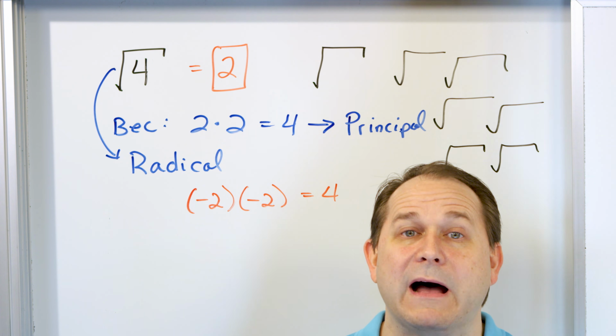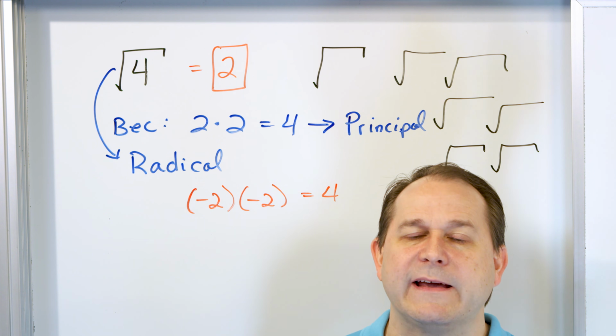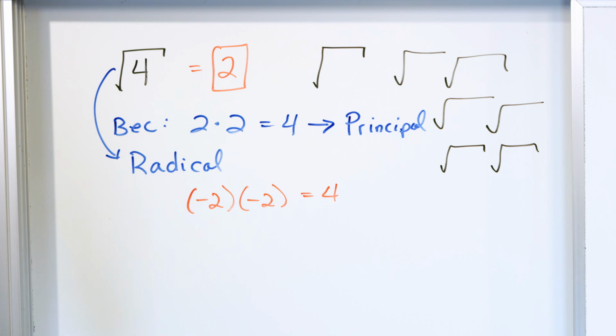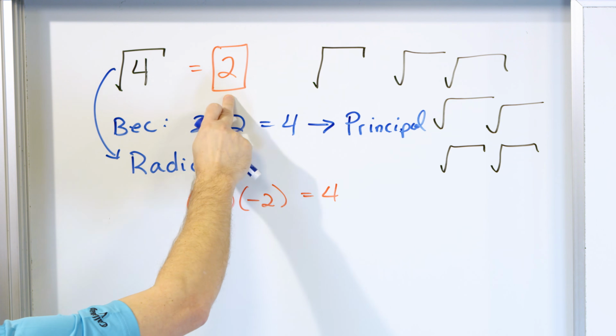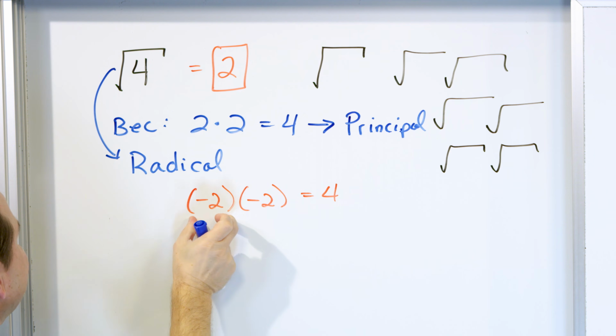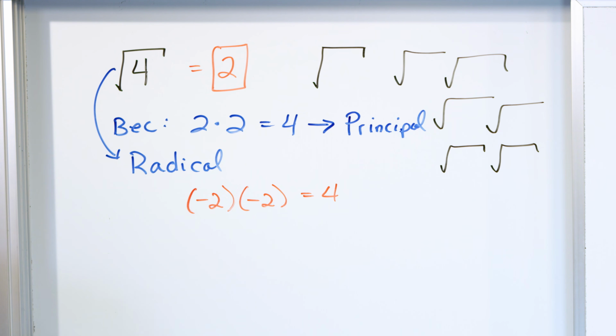We want to focus on the positive answer, the positive number that can be multiplied by itself to give you what's under here, and we call it the principal square root. So the square root of 4 is 2. This is what we write down. In the back of our mind, we know there's another answer, negative 2, but we're not concerned with that here.